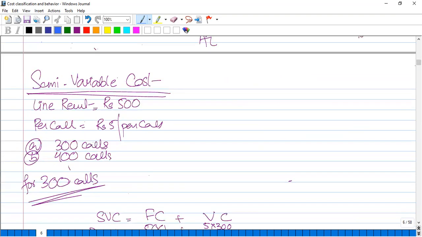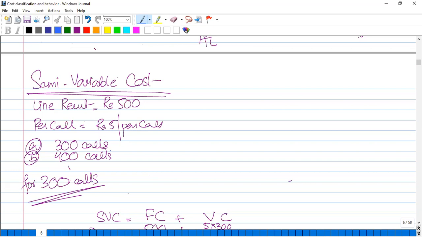Number third, semi-variable cost. Semi-variable cost is the mixture of fixed cost and variable cost. For better understanding, we will understand this cost with the help of one example. For example, the line rent cost is $500 and the per call charge is $5. Suppose in situation A I have done 300 calls, and in situation B I have done 400 calls. There are two different situations.